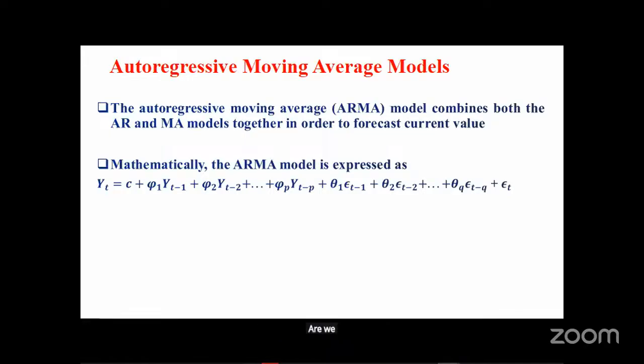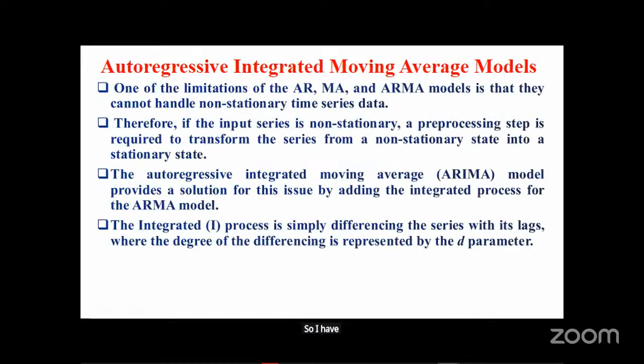Are we together? Are we still together? All right. So this is for ARMA. ARMA means it's a combination of autoregressive and also the moving average. I have to run a bit fast because of my time.